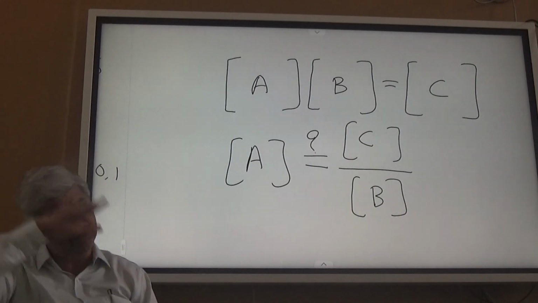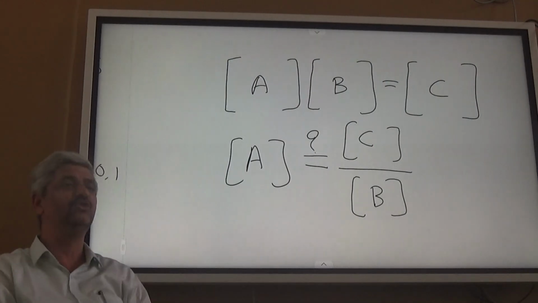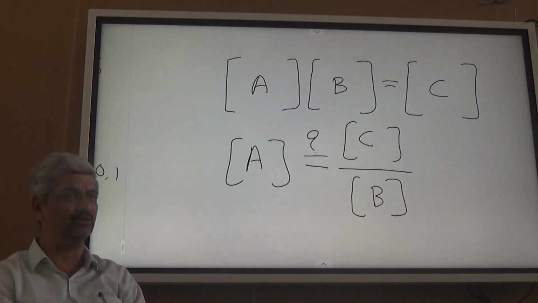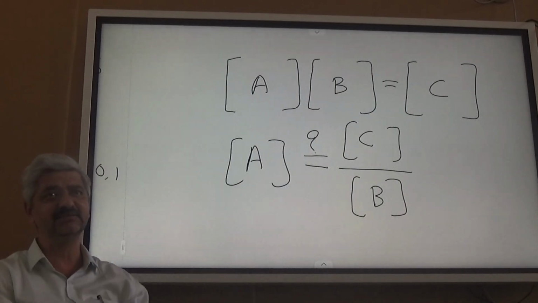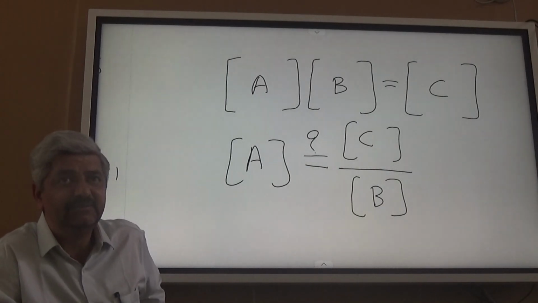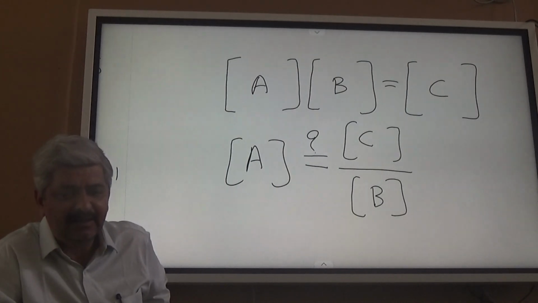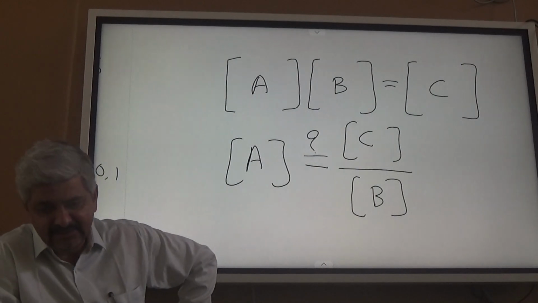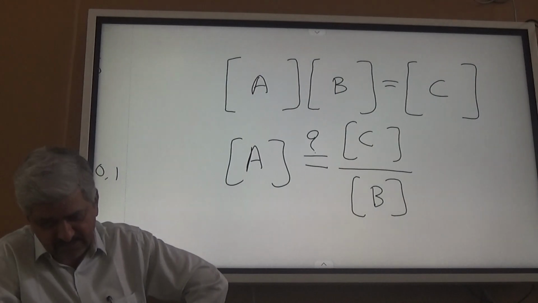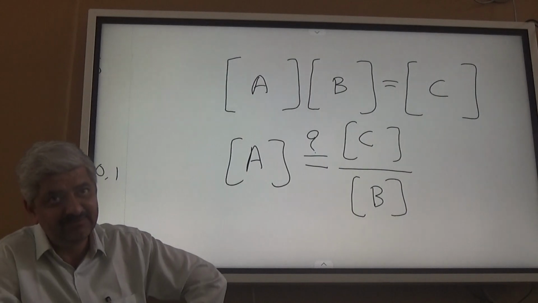But we should not always jump to that. At least if that B is non-singular, is invertible, whose determinant is non-zero, then is it right? No? Why? A into B is not necessarily B into A. In which cases can it be?